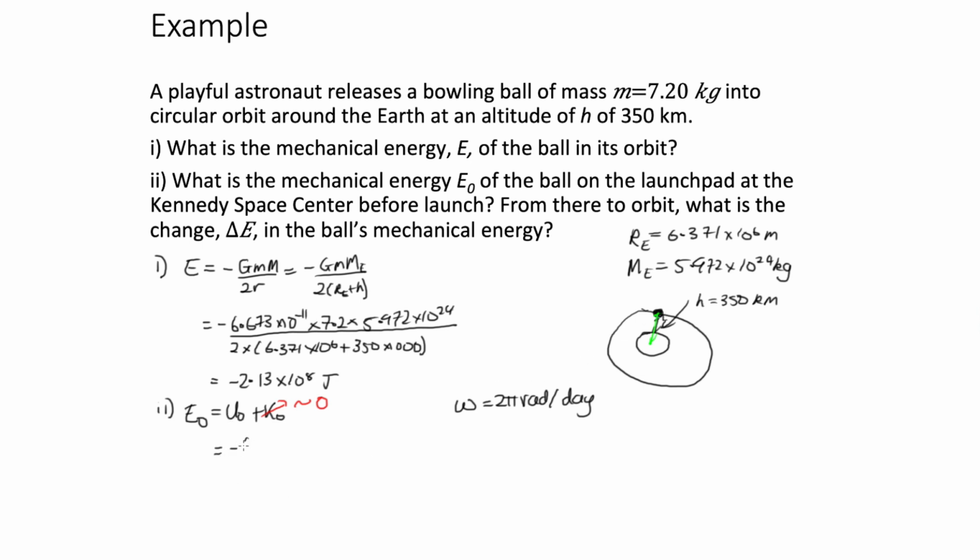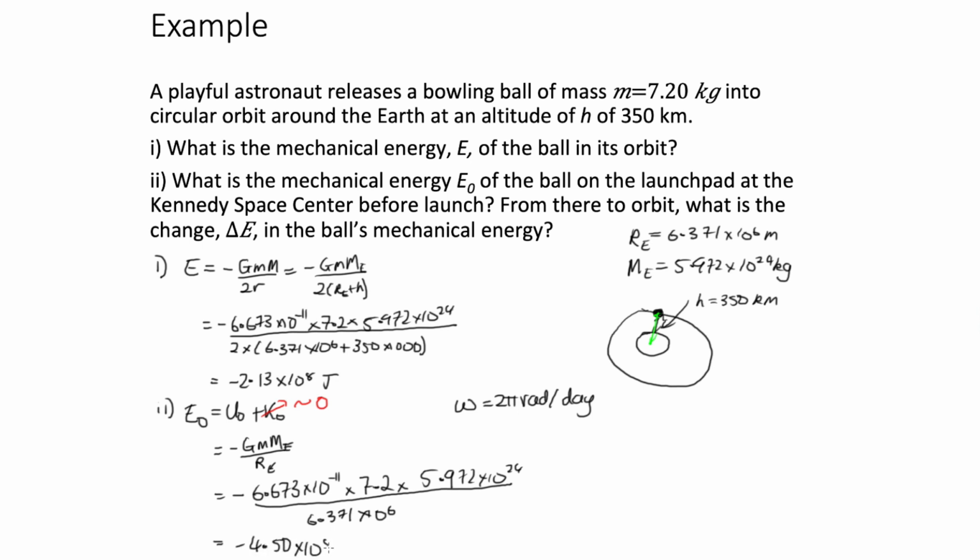So that is given by minus GMm on R, and the R in this case is the Earth's radius, and this is the mass of the Earth. So now we can substitute into here. So this is minus 6.673 times 10 to the minus 11 times the 7.2 times the mass of the Earth, which is 5.972 times 10 to the 24, divided by the radius of the Earth, which is 6.371 times 10 to the 6 meters. So solving that, we end up with minus 4.50 times 10 to the 8 joules.